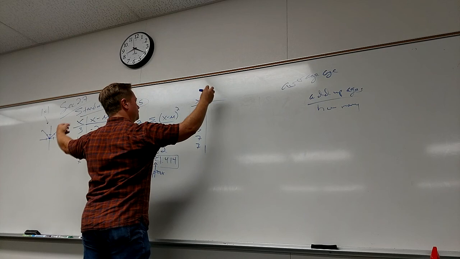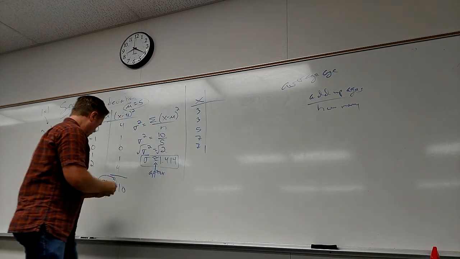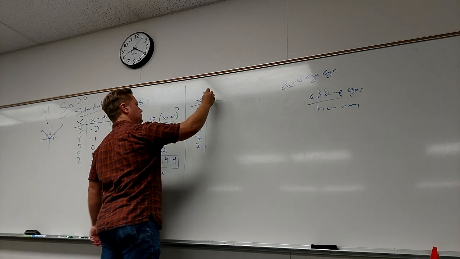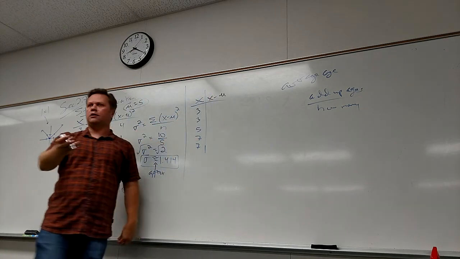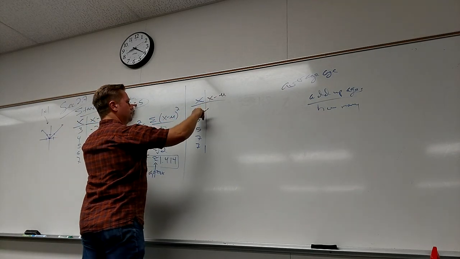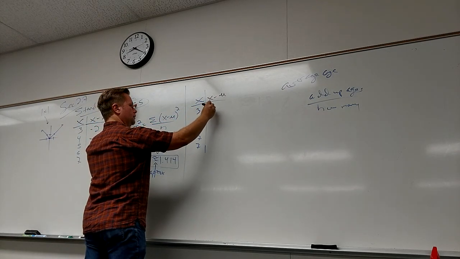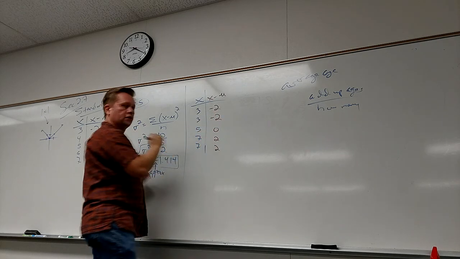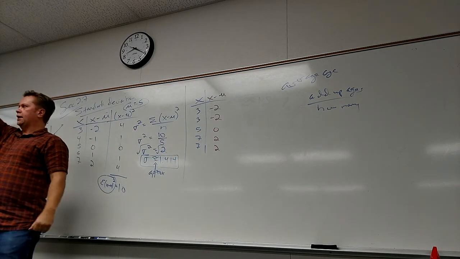Let's do the same thing. What do I do? X minus mean. I've got to figure out how far away they are in the first place. So the mean, remember, is 5. So this will be negative 2, negative 2, 0, 2, 2. Is that cool? And again, you can see when you add them up, you get 0.